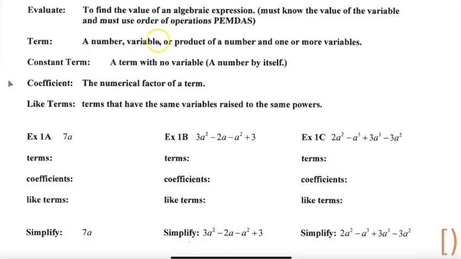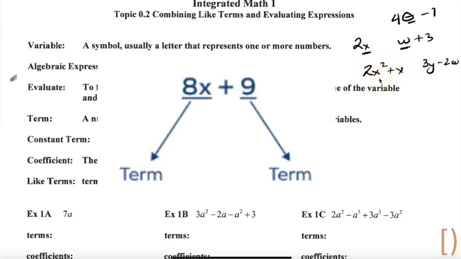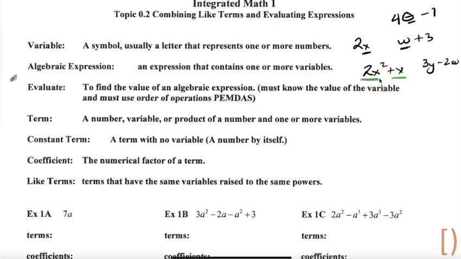Term: a number, variable, or product of a number and one or more variables. What they mean by that: these are two things here. There's something plus something else. Each one is considered a term. So this is a term, and then this is a term. I could keep saying like x squared plus 3x minus 4. This would have three terms. A term here, x squared, a term there, 3x, and a term there. So those are the terms.